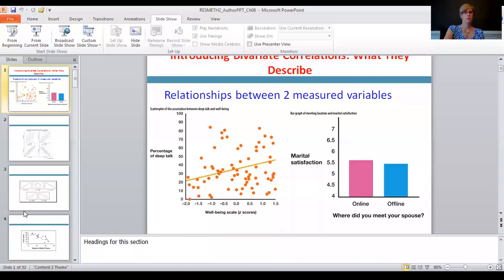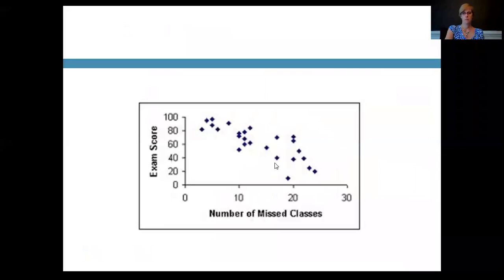Here, let's just do a little test on this slide. Here's some data. Is this a positive or negative correlation? Well, as the number of missed days increases on the X, what's happening to the values of Y? They're kind of coming down. So it looks like these are moving in opposite directions.